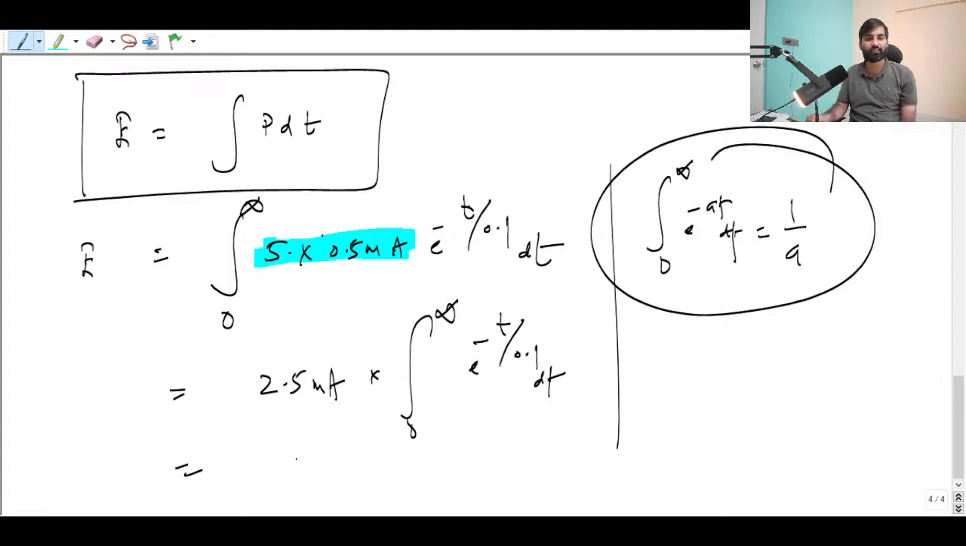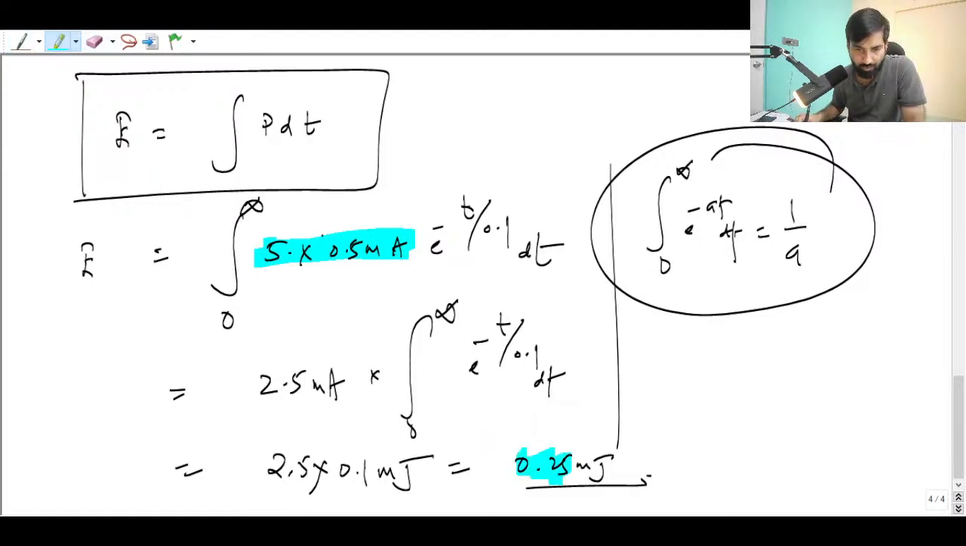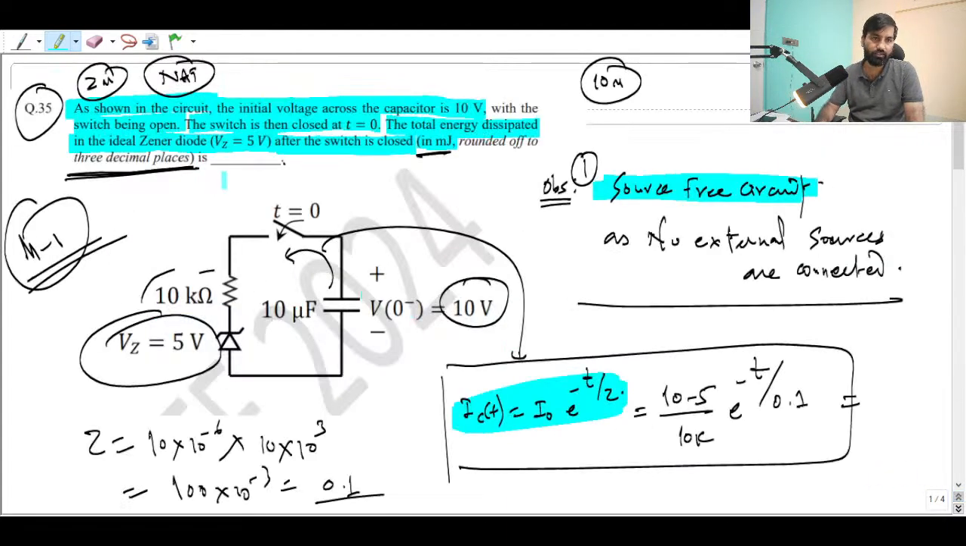So directly you can write this as 2.5 into 0.1 millijoule, which is 0.25 millijoule. The answer for this question is 0.25 millijoule, right? This is one approach, okay? So the answer is nothing but 2.5 millijoule, but the answer has to be written in 0.25, because they are asking.